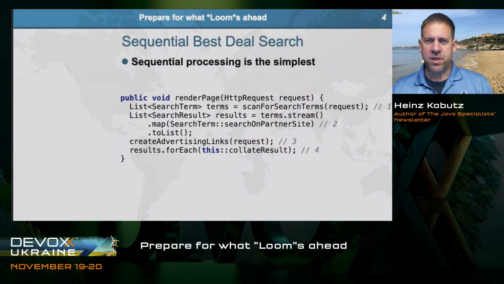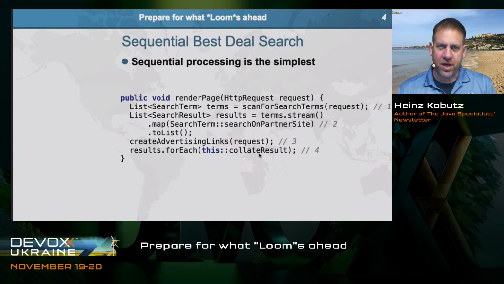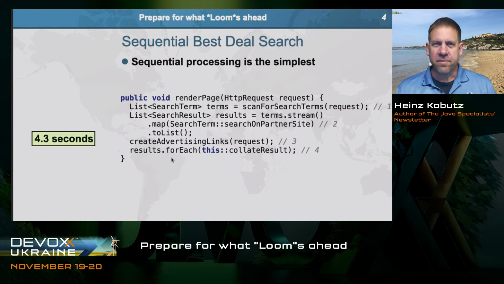This is the first one, sequentially going through everything. I'm first doing the first step, scanning for search terms, then iterating over the search terms and creating search results out of that, and then creating advertising links, and then lastly collating all the search results and producing a final result. This is the simplest option, simply going from the front to the end.